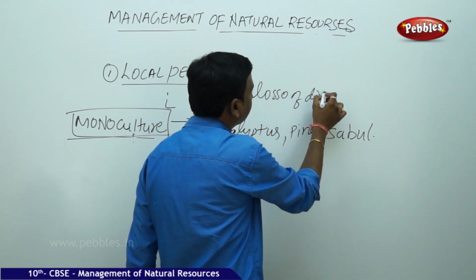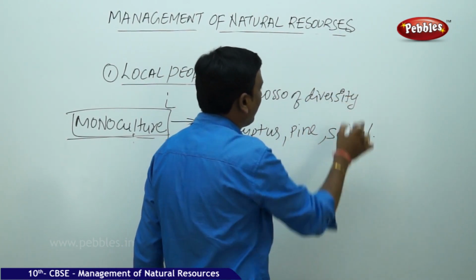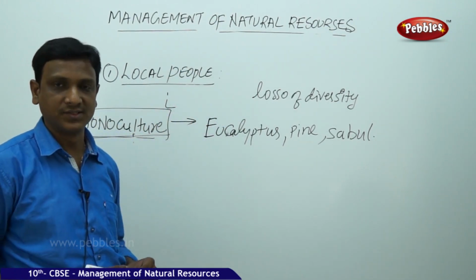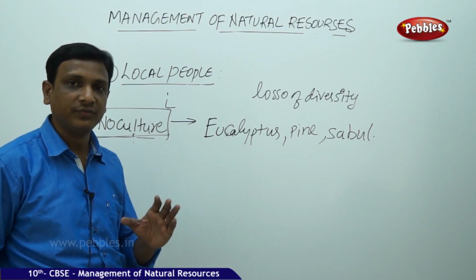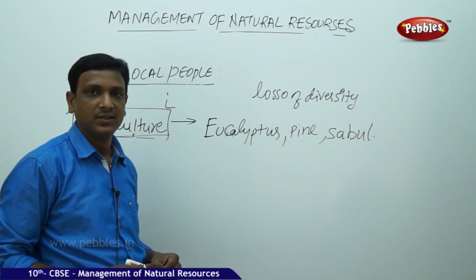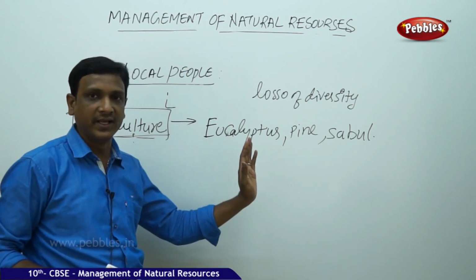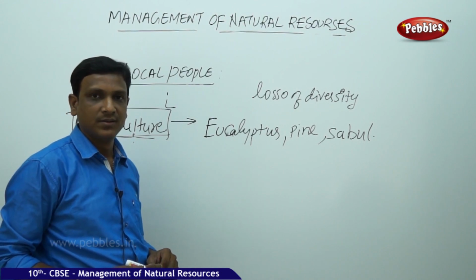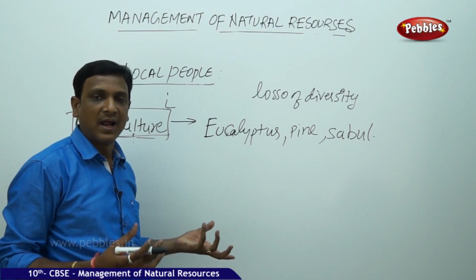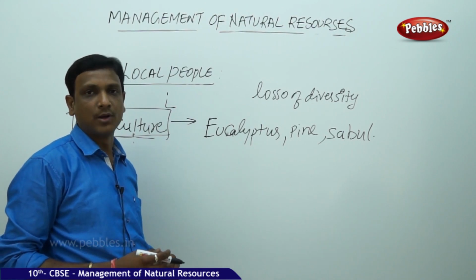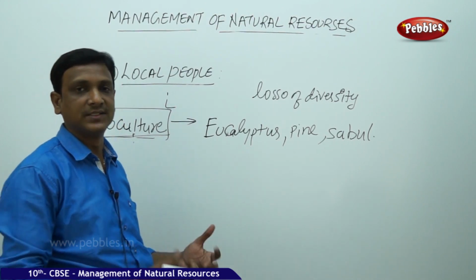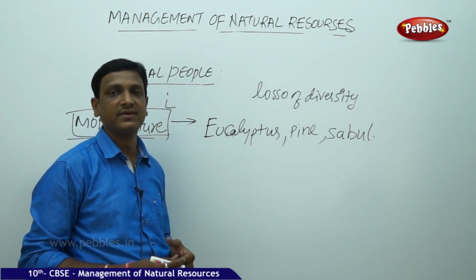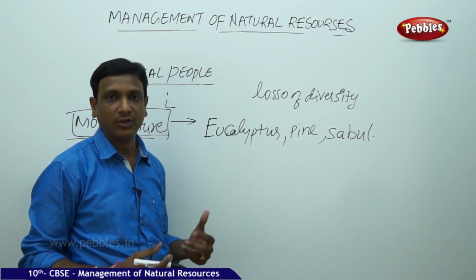When it was in the control of local people, different kinds of trees and plants were available. Local people are aware of the medicinal value of different plants. Once it goes into monoculture, the different varieties of herbal plants disappear. So we are missing a lot of plants with wonderful medicinal properties, and the knowledge about the plants has also disappeared because of this monoculture. So loss of diversity, loss of knowledge about the medicinal plants.